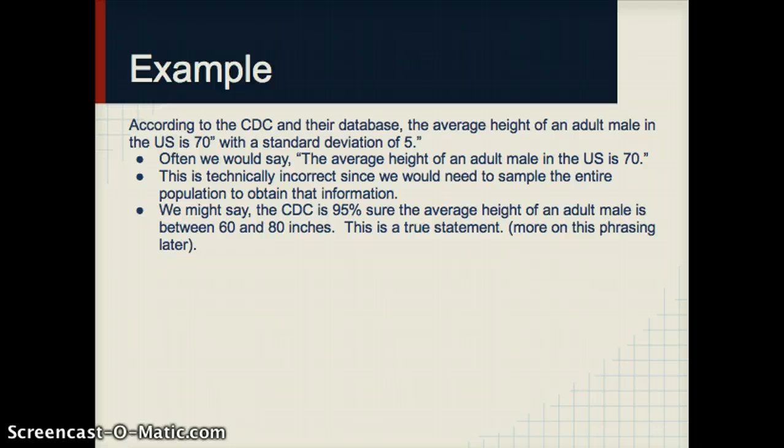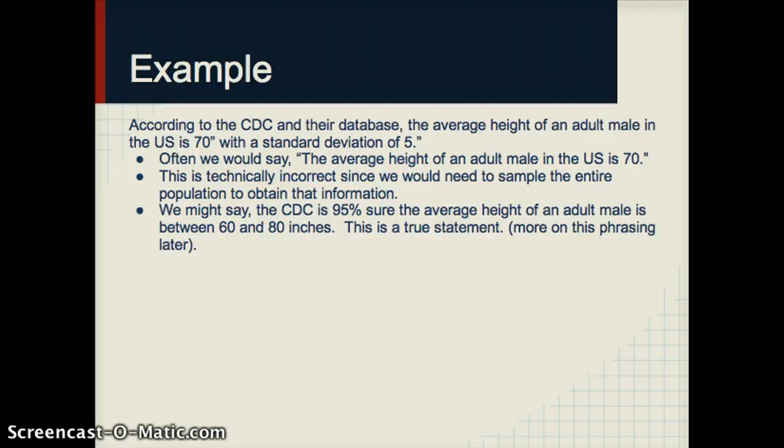So again, instead of saying the average height of adult males is 70 inches, which might be true, but it probably isn't, a more accurate statement would be that we're 95% sure that it's between 60 and 80 inches. Okay, again, we lose precision there because instead of giving a single number, I'm giving an interval. But this way, at least, I'm saying a true statement and not something that is potentially factually incorrect.